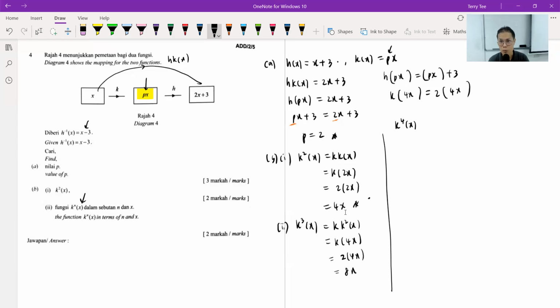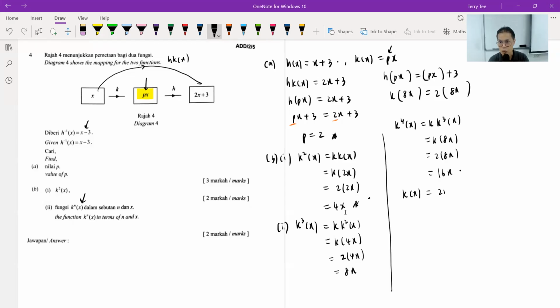K4x. K4x is what? We can write k of k3x. We know k3x is 8x. So again, if I put 8x here, I must put 8x here. So this will give us 2 of 8x, which gives us 16x. So there is a pattern that we can see here.